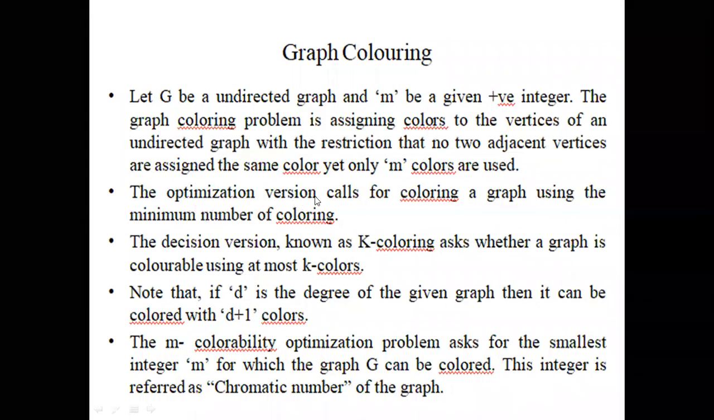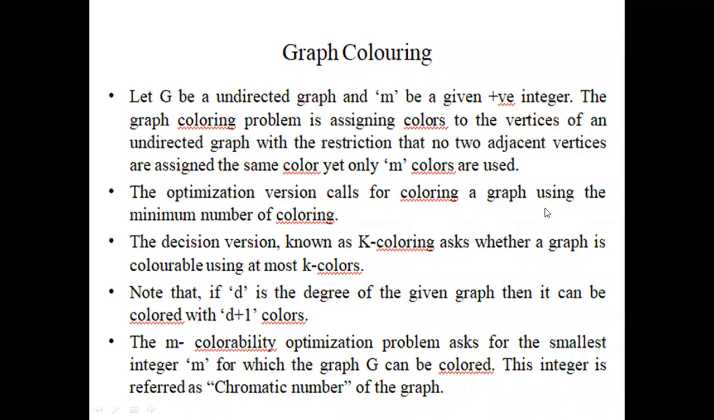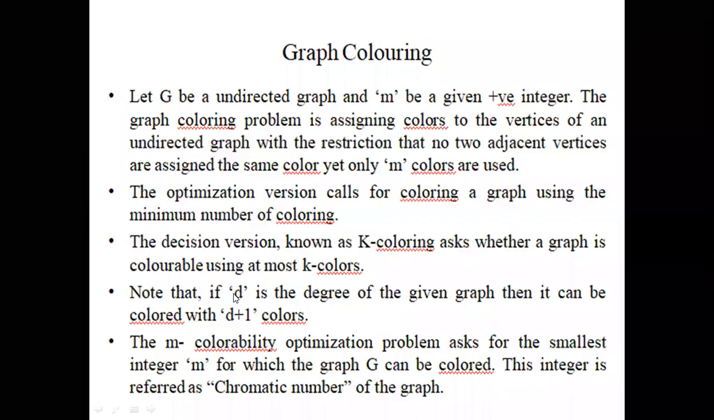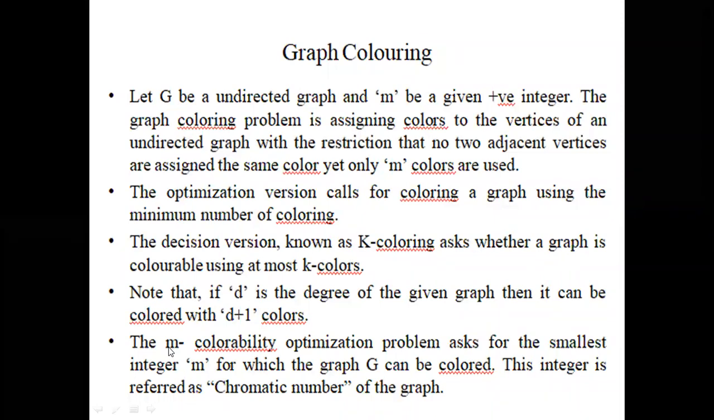The optimization version is to color the graph using the minimum number of colors. That is, to find the minimum number of colors for a given problem is called minimum coloring. It is optimization. Next, the decision version asks whether the graph can be colored by K colors. If D is the degree of the graph, it can be colored with D plus 1 colors. M, the number of colors, is called the chromatic number.